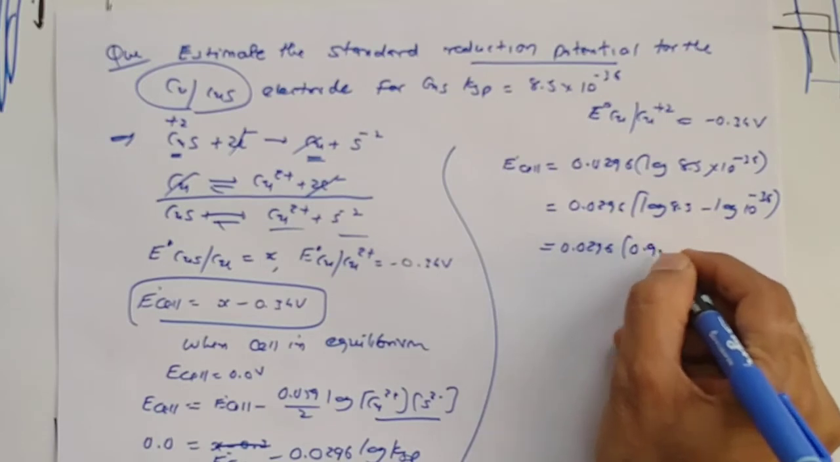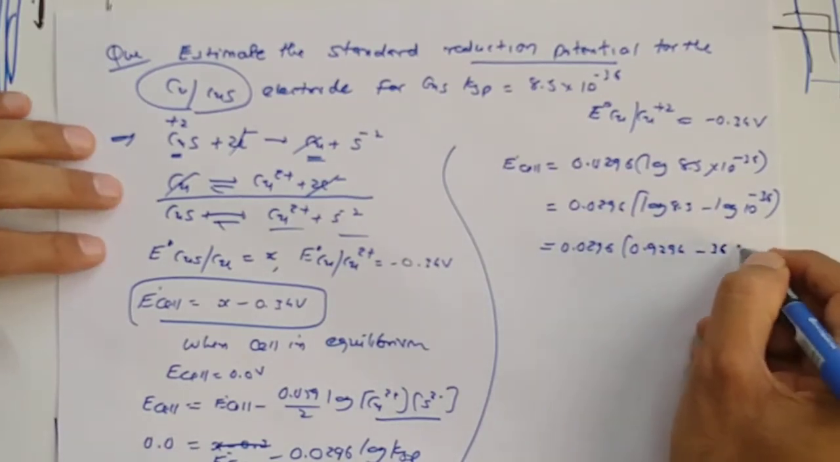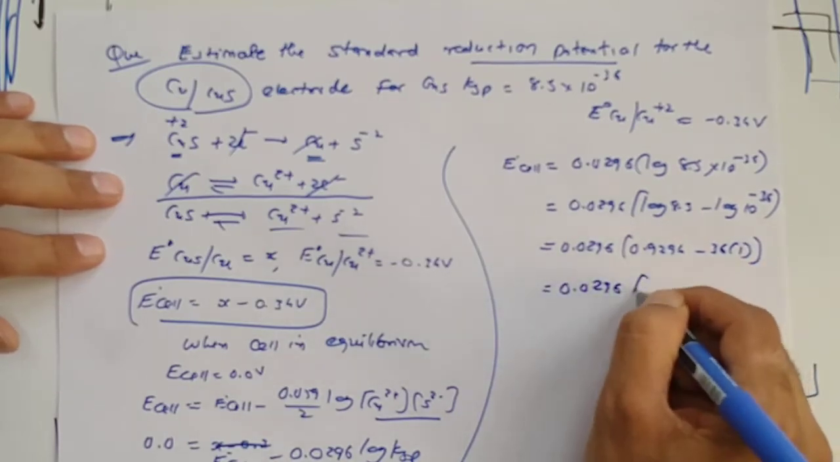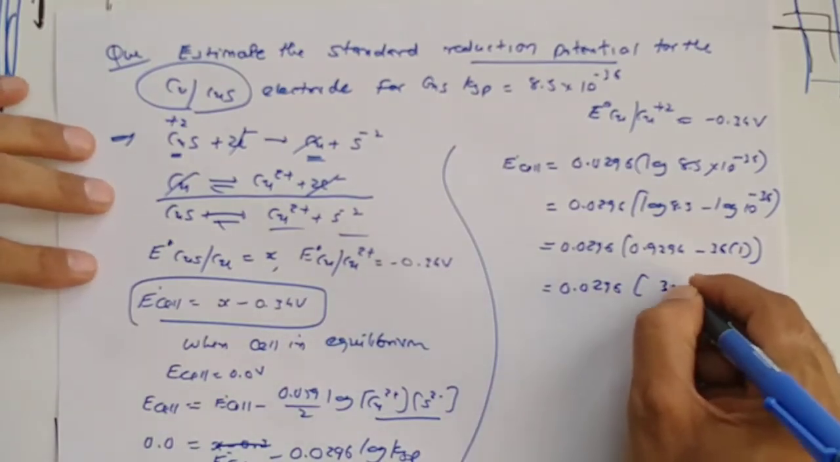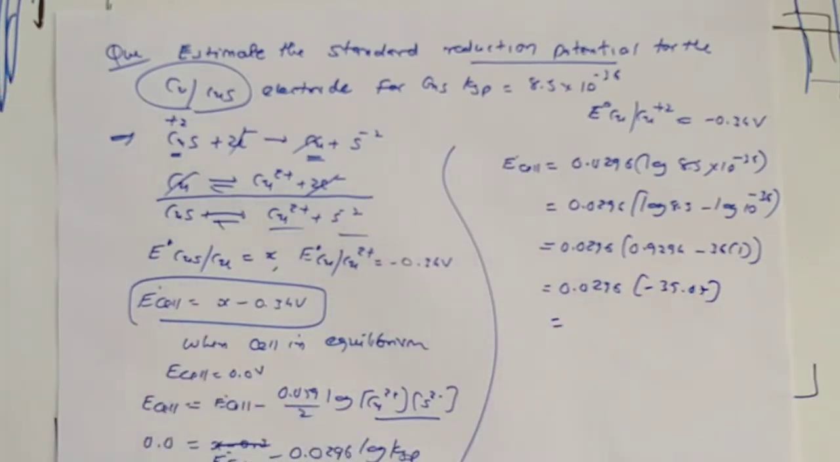0.9294. Power comes in multiplication. Log 10 is 1. 36 minus 0.9294 is 35.07, minus multiply with 0.0296.